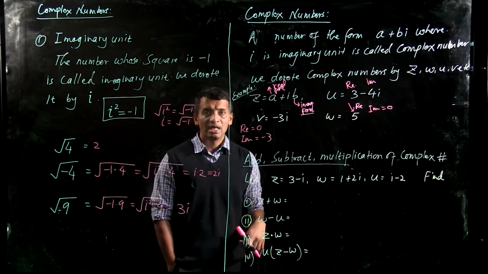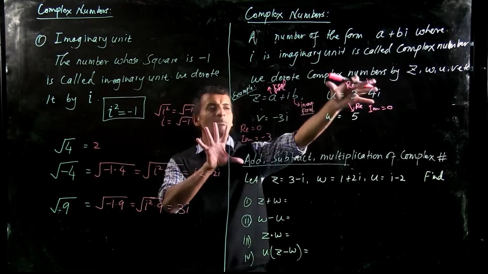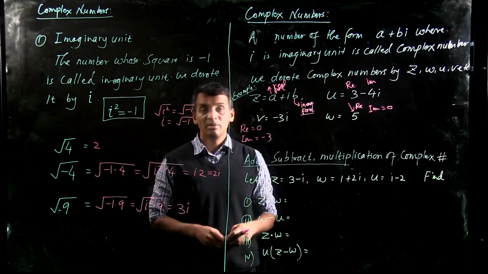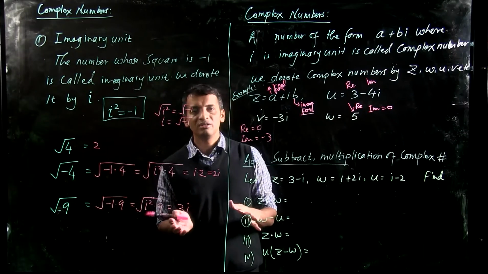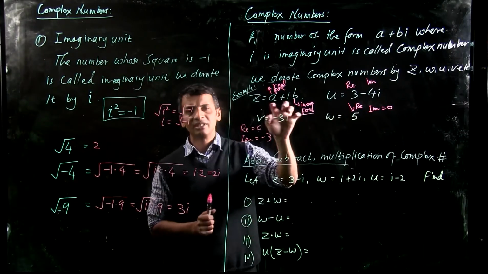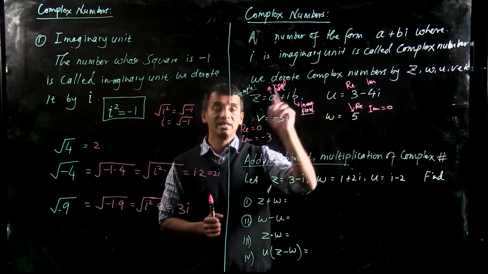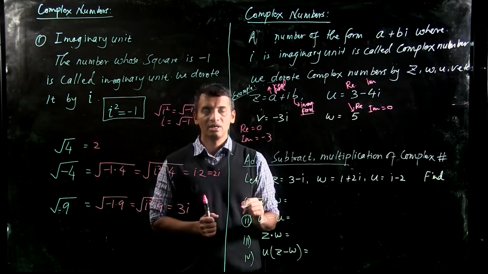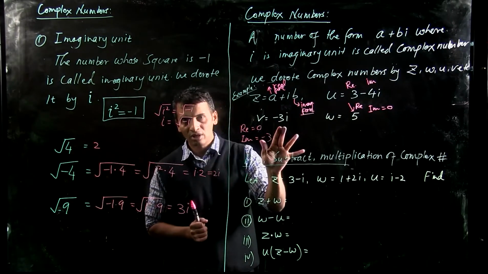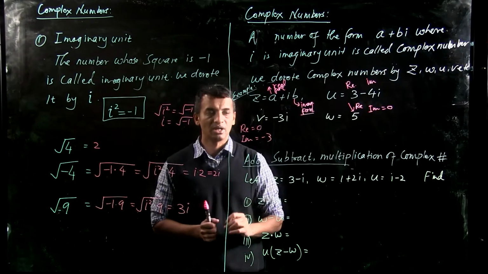All right. Now, since complex numbers are very new to you, because you have seen numbers like 2, 3, 7, 10, but you haven't seen a number like this, 3 minus 4i. It is a single number. It is a complex number. This is another complex number. This is another complex number, like that.